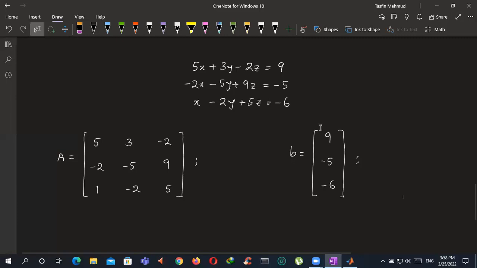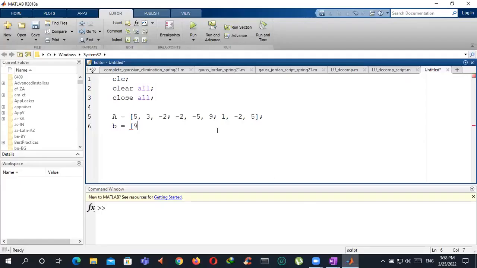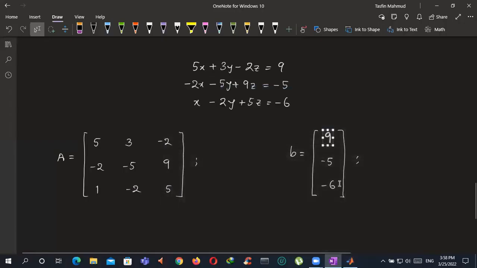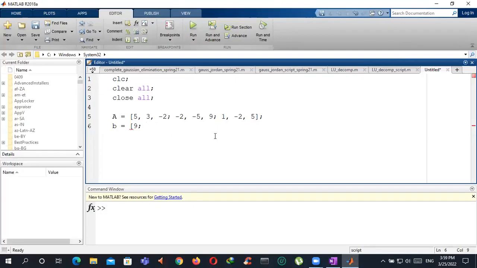So that's what I was expecting. This is a column matrix, right? The first row consists of only one element. So after writing 9, we are going to put a semicolon because we want to move on to the second row. The second row consists of minus 5, and then the third row is minus 6. So 9, minus 5, then minus 6. This is the B vector, the B matrix or B vector.